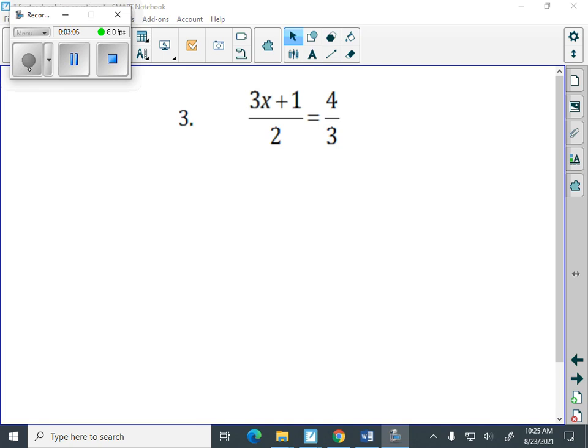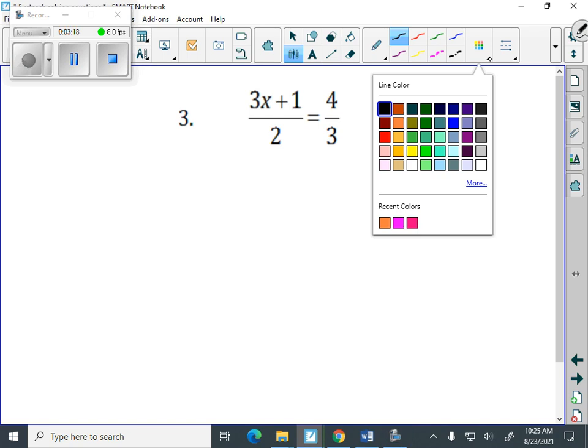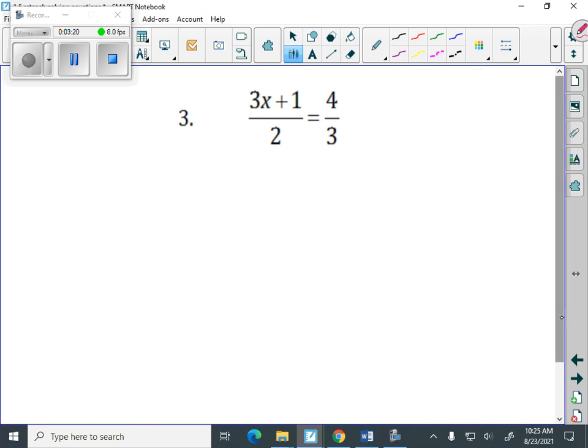Well, what do we do when we see a fraction? Well, what we can do is we can multiply these two bottom numbers together. In this particular case, it is 6, and use that to help us. We can now multiply this side of the equation by 6, as well as the other side of the equation by 6. And the reason that I multiplied by 6 is because 2 times 3 is 6.